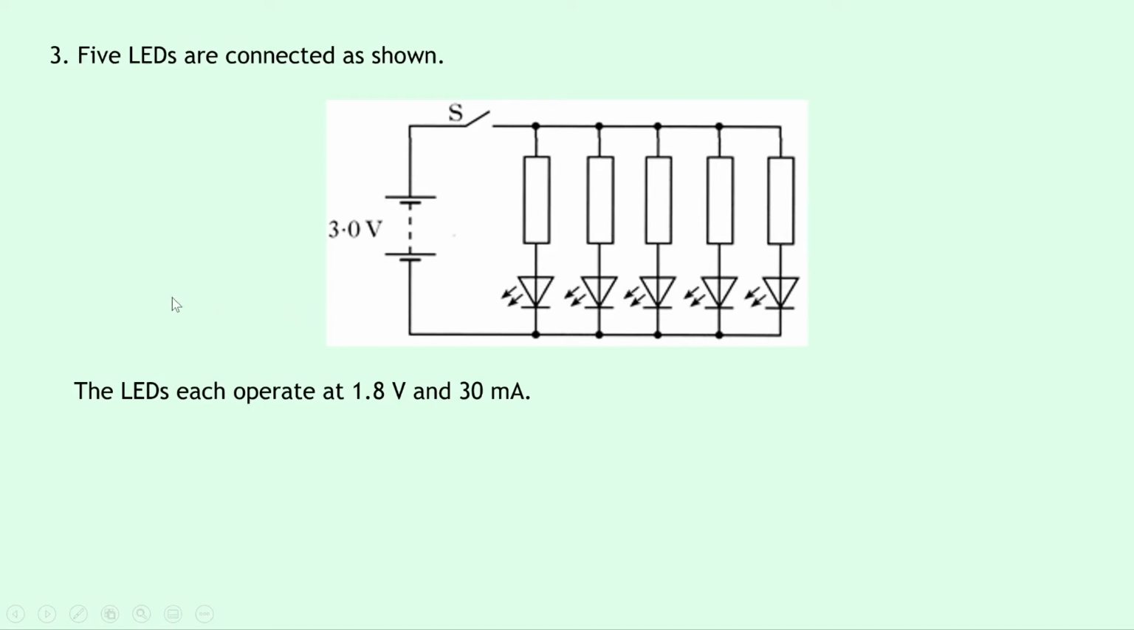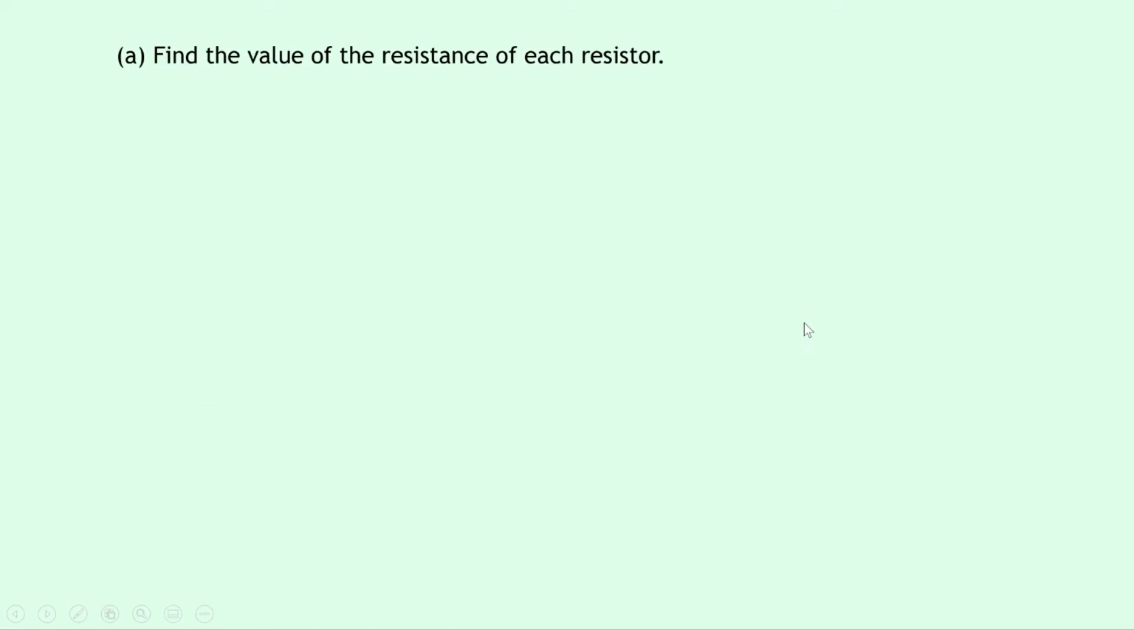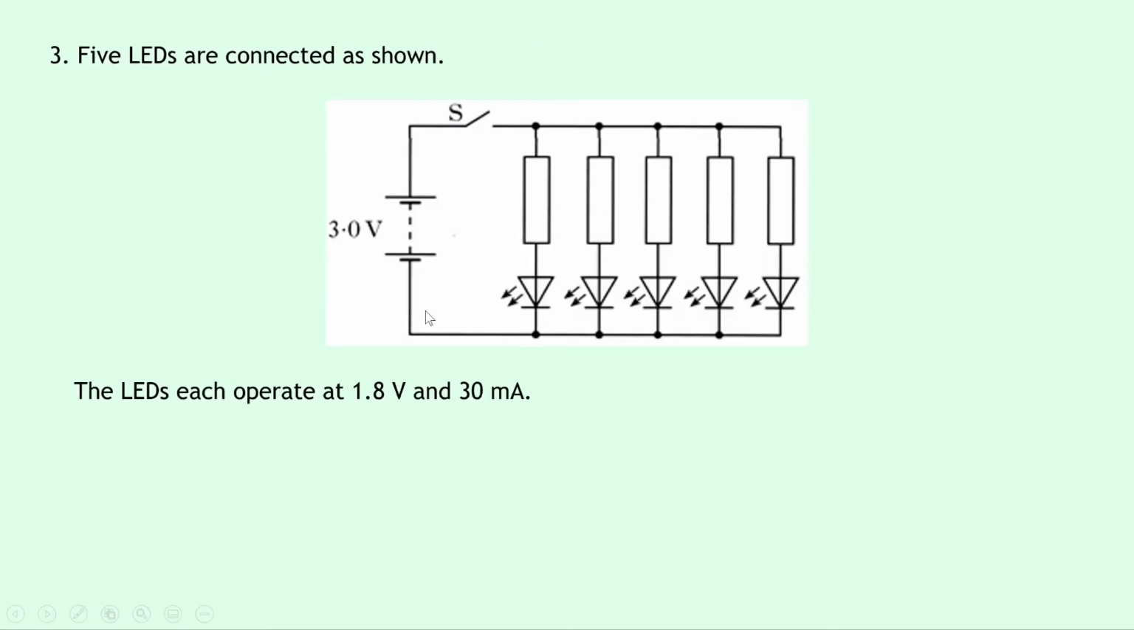It then says that the LEDs each operate at 1.8V and 30 milliamps. So that means each LED has 1.8V across it, and there's a current of 30 milliamps passing through each of these branches here. Part A says to find the value of the resistance of each resistor. Well, what we can do is just choose one of these branches to think about this, because remember, they're all going to be identical.